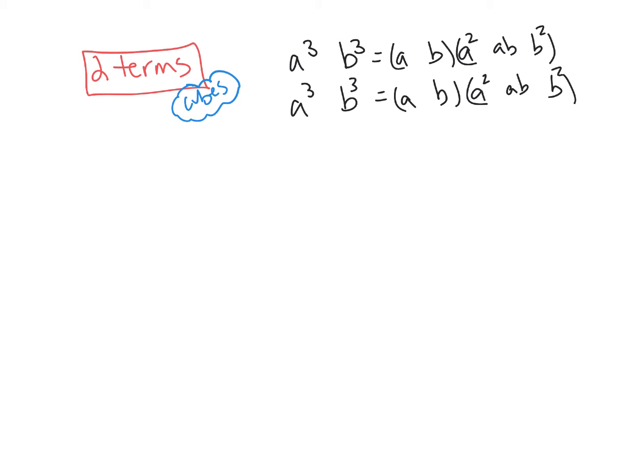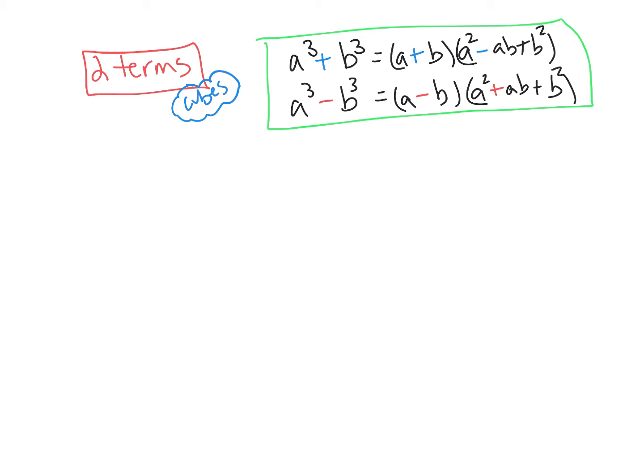Okay, so if I have a sum of cubes, so a cubed plus b cubed, well, I can factor that, break that down by taking a plus b times a squared minus ab, and the last one's always positive, plus b squared. And if I have a difference of cubes, a cubed minus b cubed, then I'm going to have a minus b times a squared plus ab, and the last one's always positive, plus b squared. So a sum or a difference of cubes, the only thing that changes are these signs.